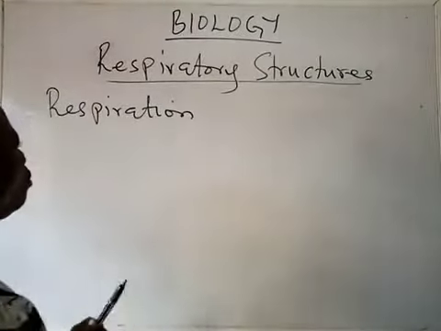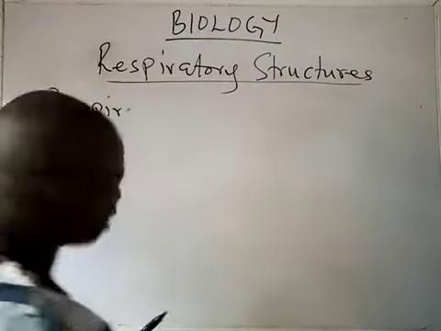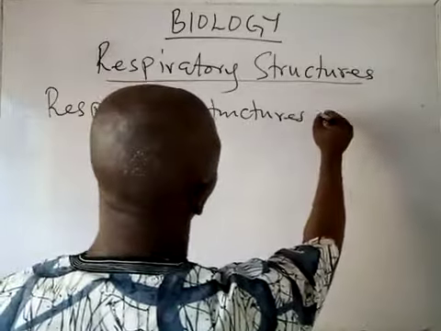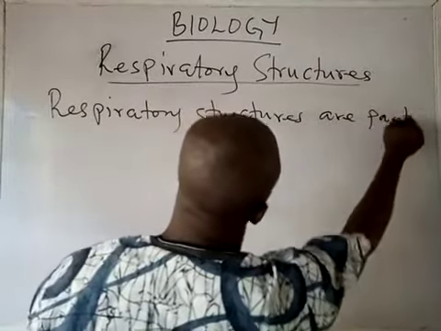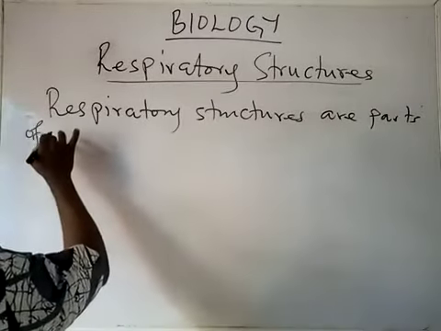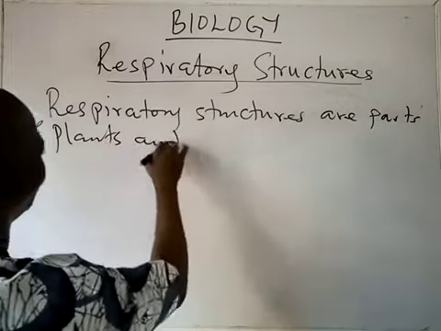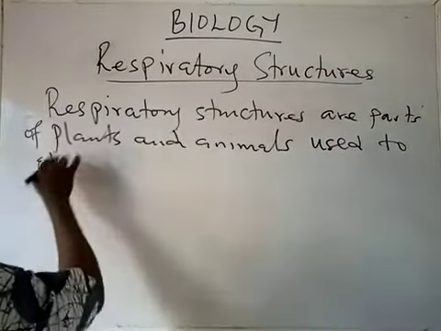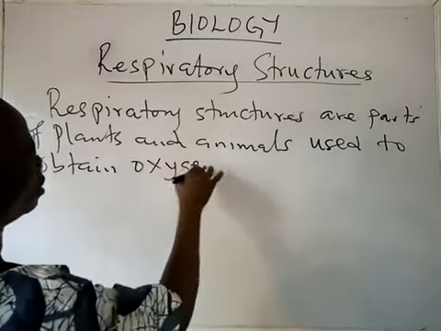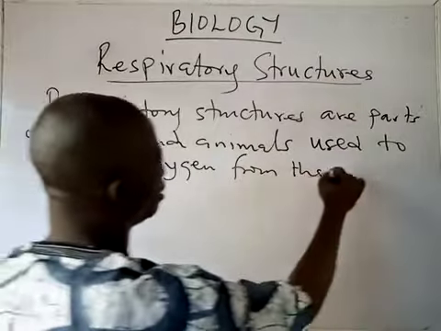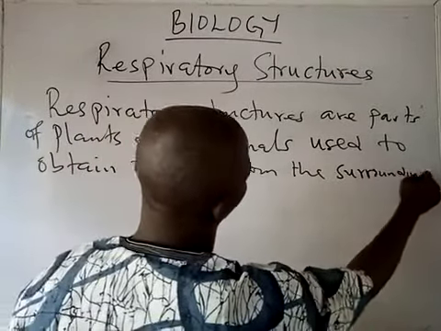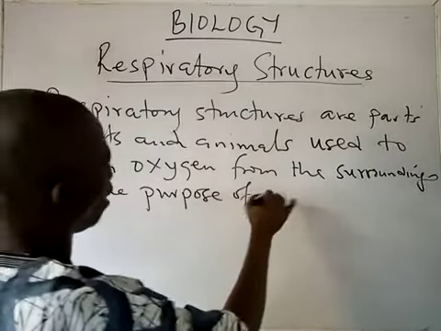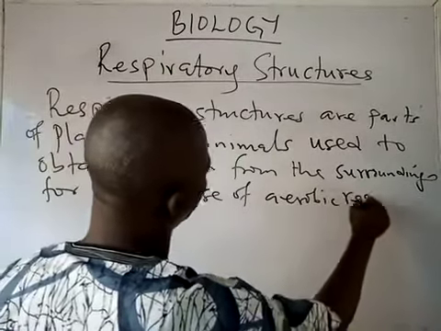So let's try to put that down by saying respiratory structures are parts of plants and animals used to obtain oxygen from the surroundings for the purpose of aerobic respiration.